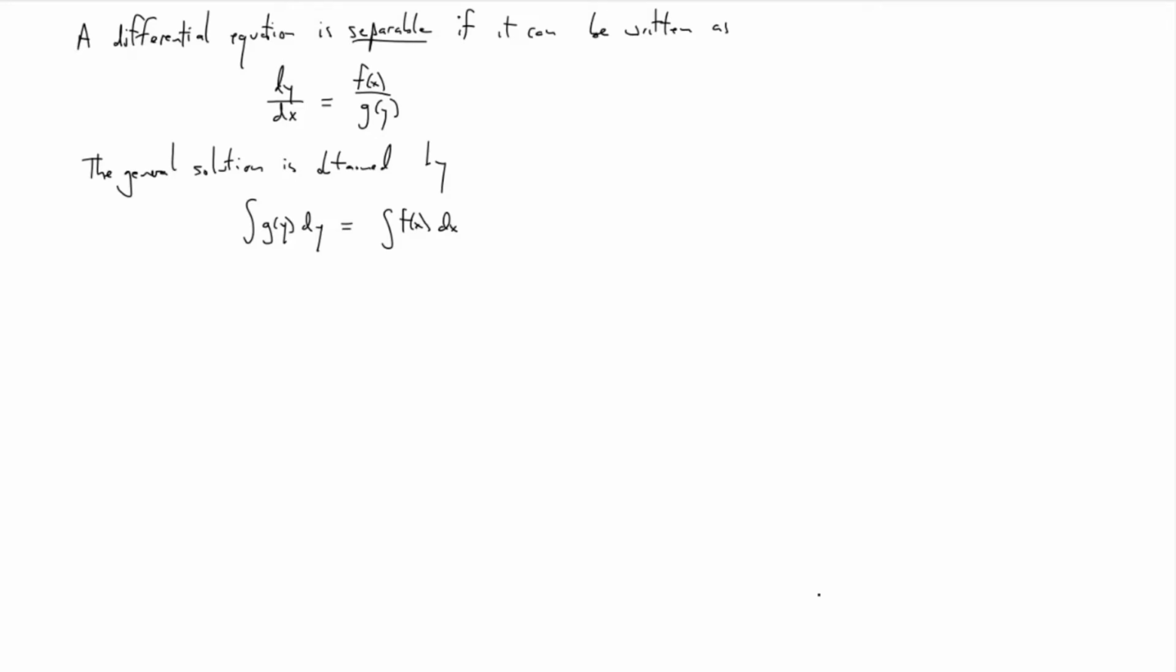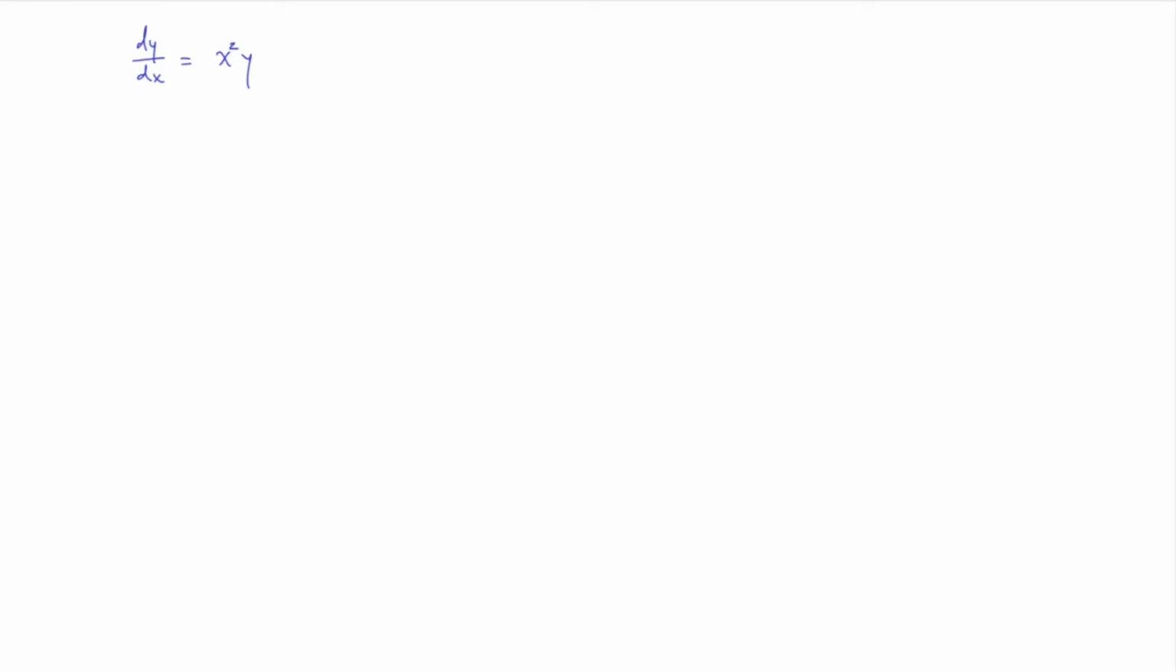And just a quick note, the word separable comes from the idea that we can separate the variables this way. It is algebraically possible to get everything with the y's on one side of the equal sign and everything with the x's on the other side of the equal sign. That won't always be the case, in which case the differential equation is not separable and you'd need other techniques to solve it. Okay, let's look at this differential equation.